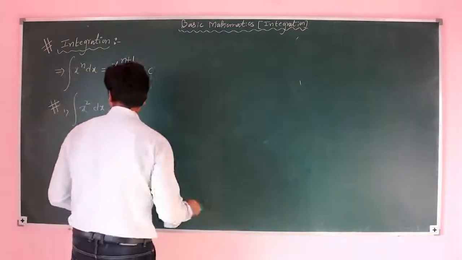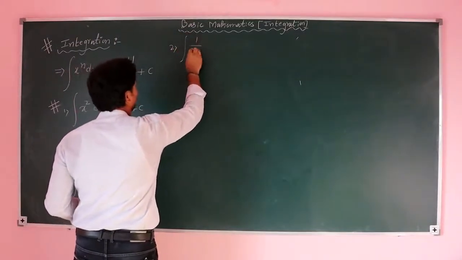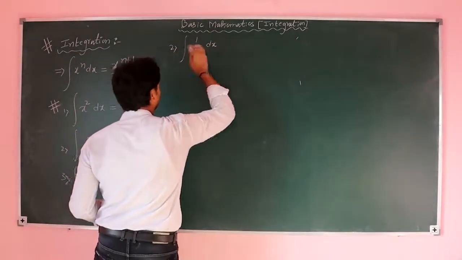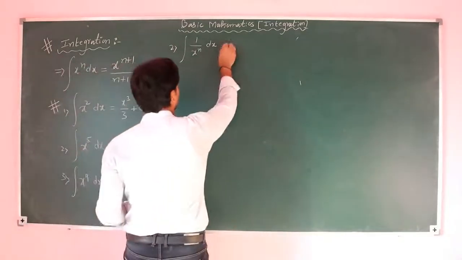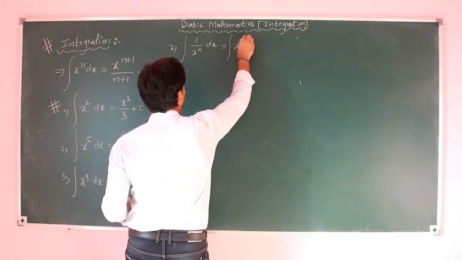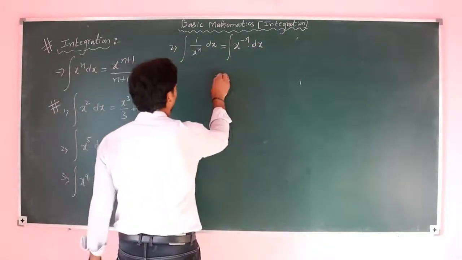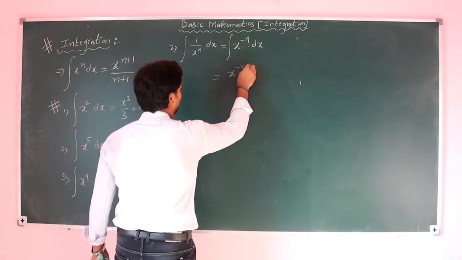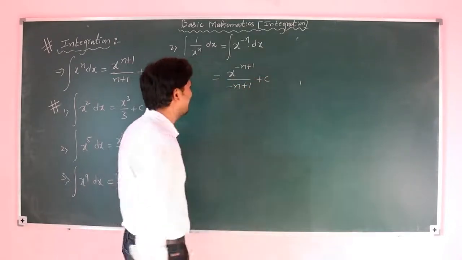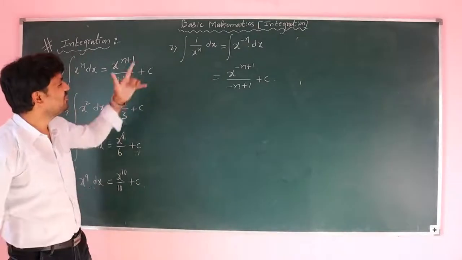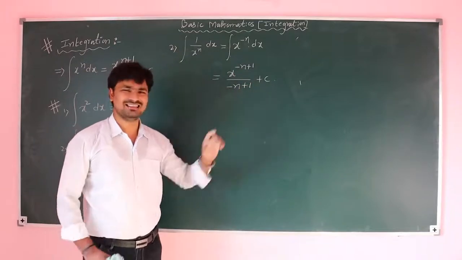In case we have negative powers, for example x to the power of 1 by x power n, that is, integral 1 by x power n dx, we can take it as integral x power minus n dx. So simply apply the formula. What are we getting? x to the power of minus n plus 1 by minus n plus 1, plus c, the constant. The integration of 1 by x power n dx is x to the power of minus n plus 1 by minus n plus 1.